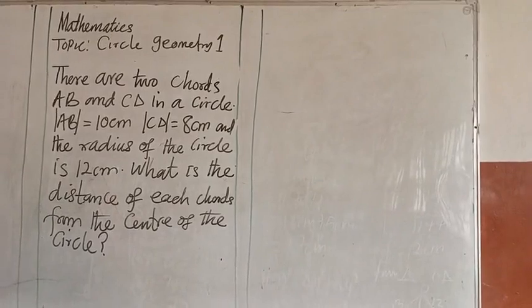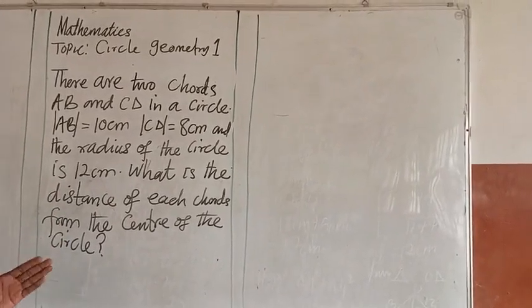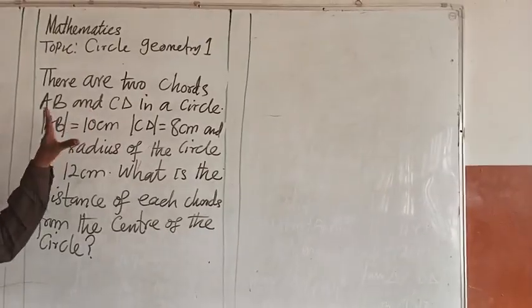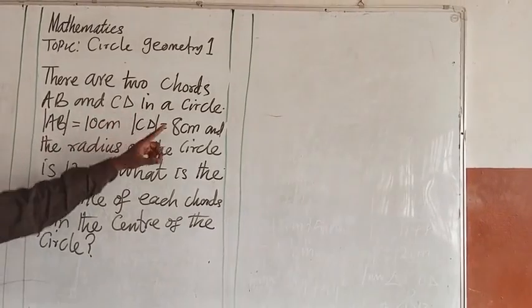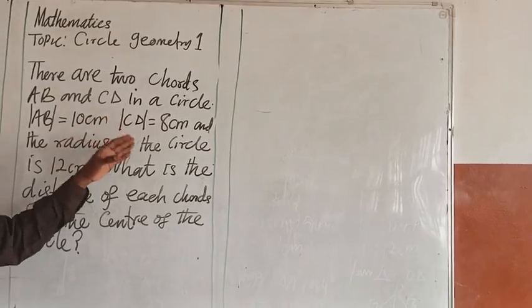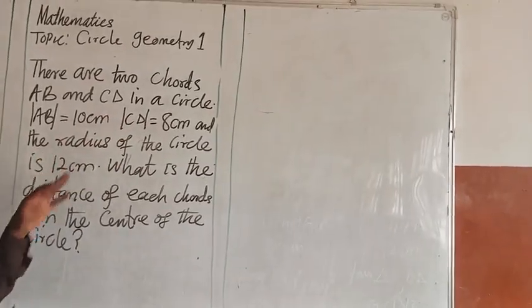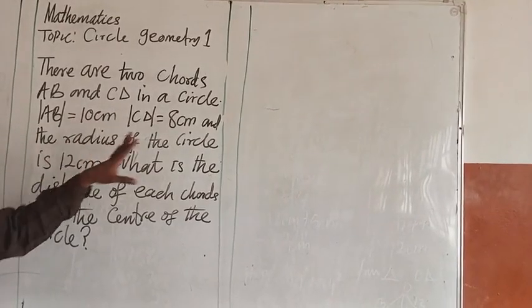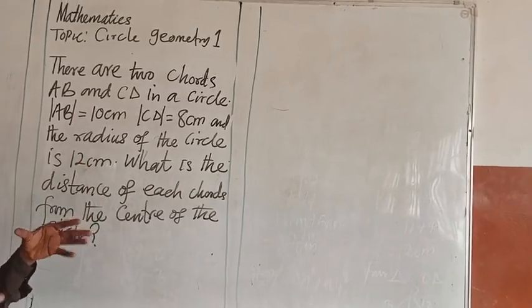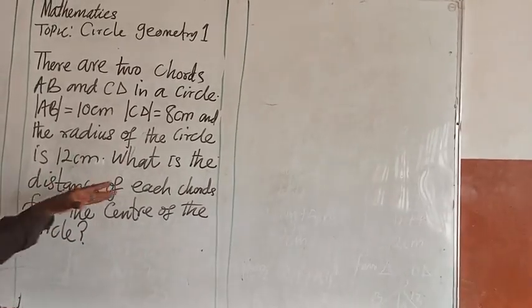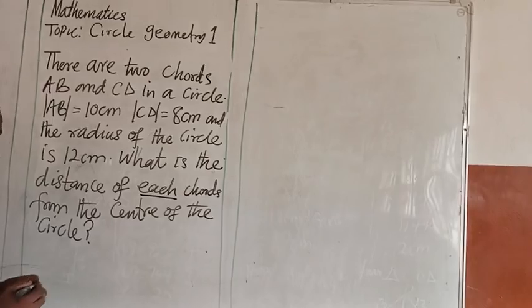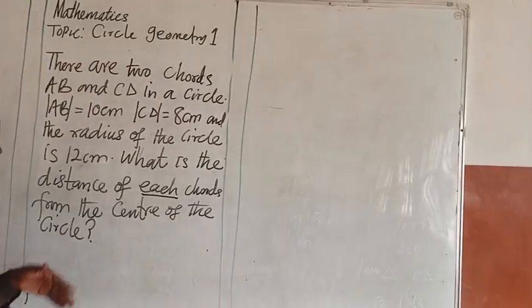Today we are going to study this question, which is circle geometry 1. The question says there are two chords AB and CD in a circle. Line AB is 10 centimeters, line CD is 8 centimeters, and the radius of the circle is 12 centimeters. So you can see the radius of the circle is the same for all. What is the distance of each chord from the center of the circle? Please take note of this.